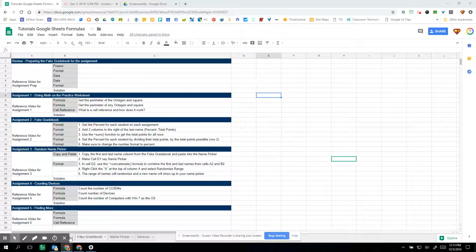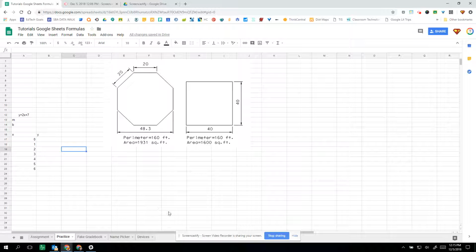All right, we're going to go ahead and get started on this first assignment, doing math on the practice worksheet. So I'm going to go down here on the bottom. Notice I've got assignment and then I've got practice, just kind of like we've been doing before.